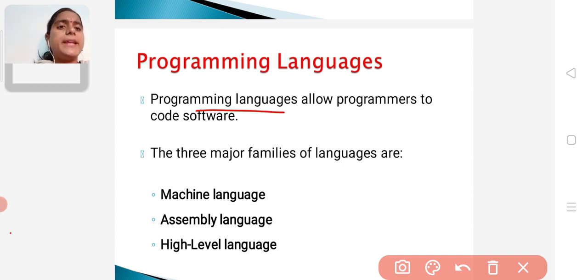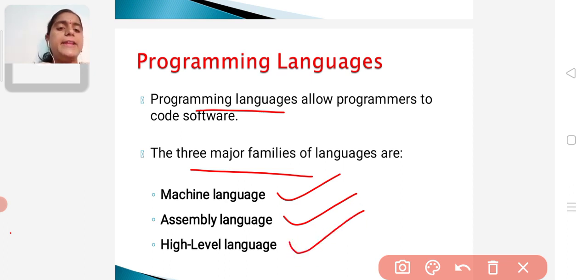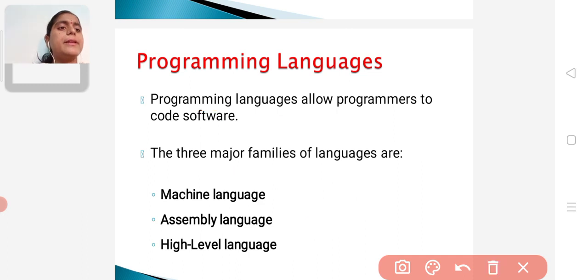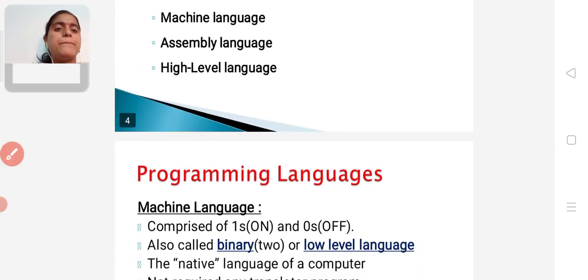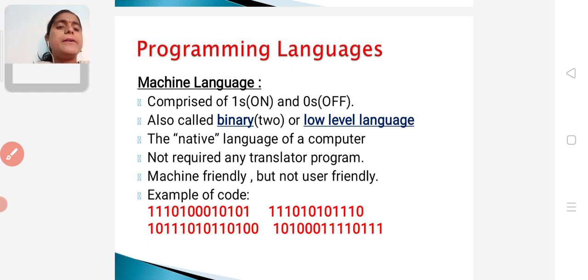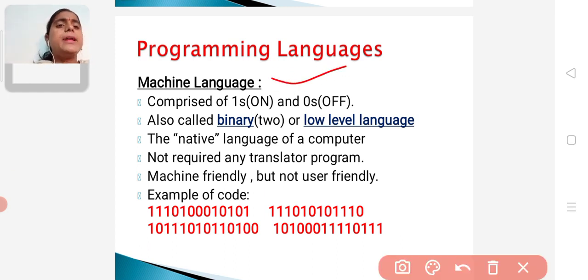Okay, mainly we have three types of programming languages. First one is machine language, second one is assembly language, and the third one is high level language. What is the machine language? Before knowing about machine language, first, what is machine? A machine is a computer. Okay, machine is a computer, a system.